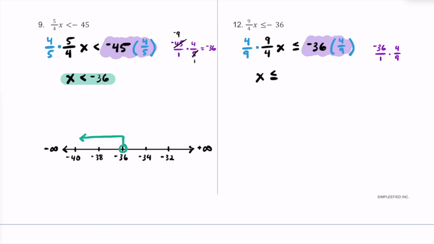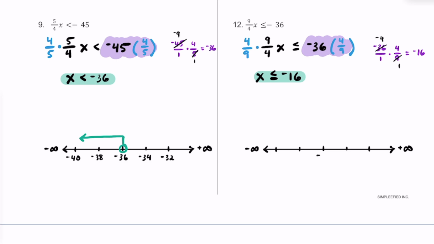Let's see, we can cross cancel here. 9 and negative 36, you can divide those both by 9. 9 divided by 9 is 1, and negative 36 divided by 9 is negative 4. So negative 4 times the 4 is going to be negative 16 over 1, or just negative 16. So that would be the right side of this inequality. So we can say that x has to be less than or equal to negative 16.